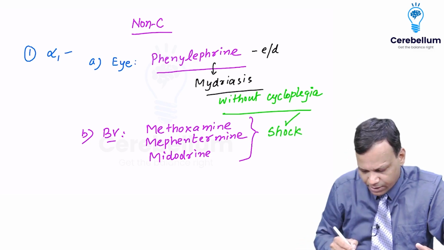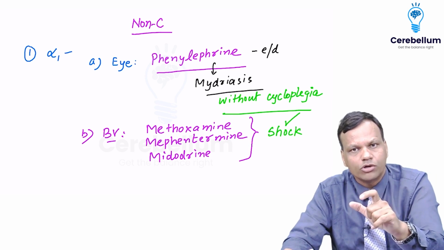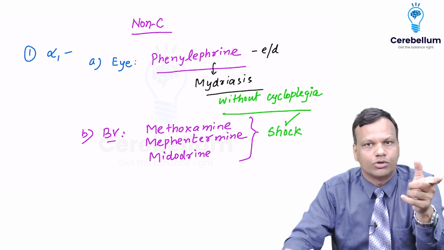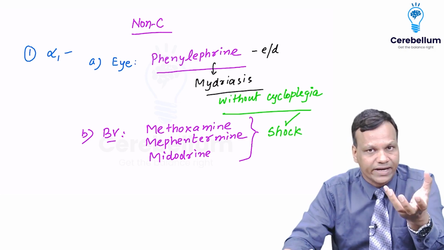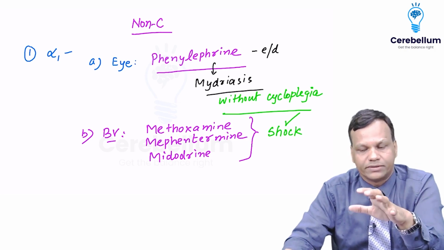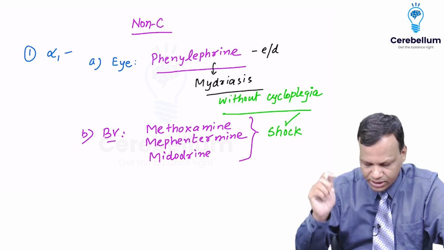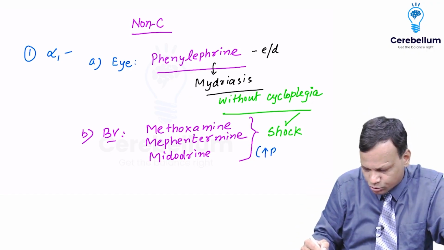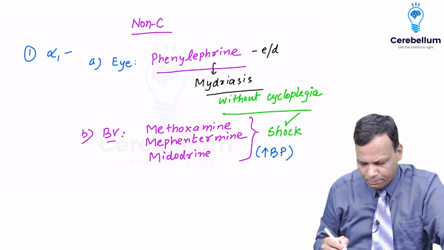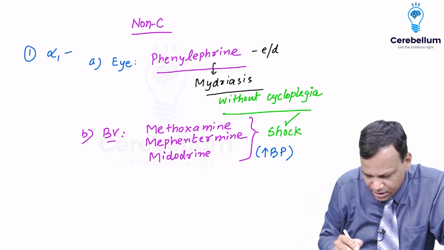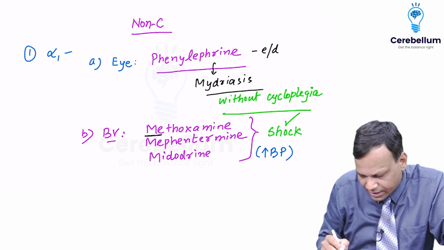Which type of shock? With oliguria or without oliguria? Yes, without oliguria. With oliguria, we need to protect the kidney, so we need to give dopamine. So they are used for shock without oliguria. Basically, they increase the blood pressure, so they are used in shock. And you can remember that from the name also. Their names start with me and they contain mine. So they are me and mine.